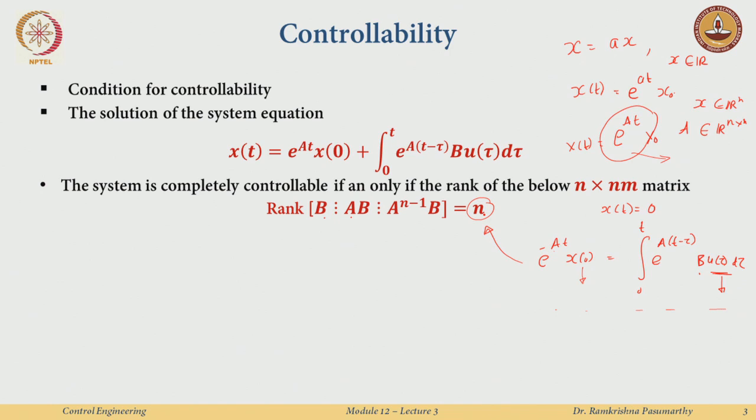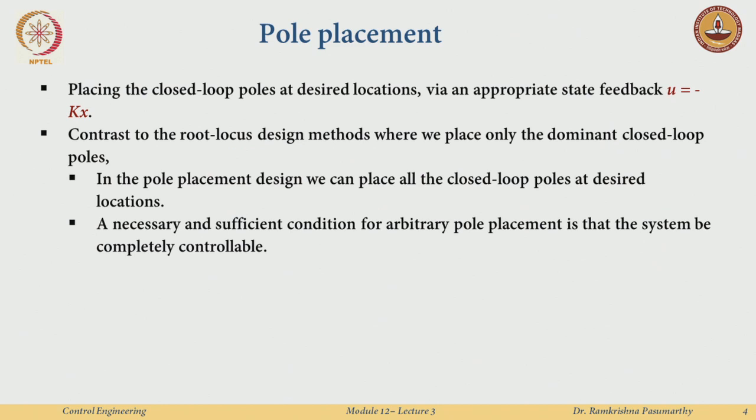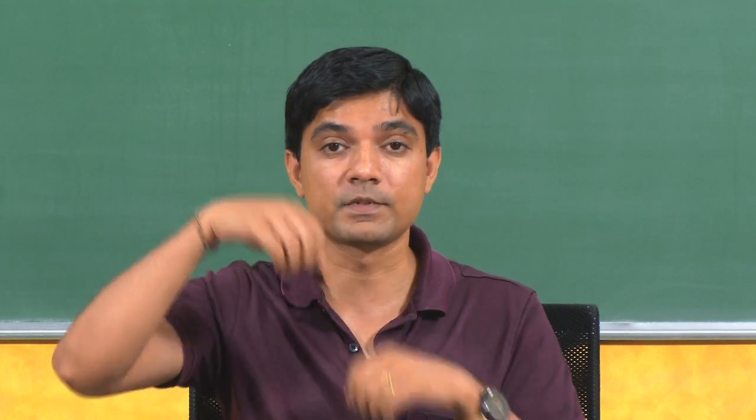Okay, once I know that the system is controllable, what could I do with that? So while we were doing the root locus analysis, what we were essentially doing is, does the root locus pass through the desired pole locations, the desired dominant pole locations? That was what we were interested in. And then we said, well, we design a lead compensator, a lag compensator, and pull or push the root locus such that the root locus of the compensated system passes through the desired closed loop locations. So here also I can ask an appropriate question.